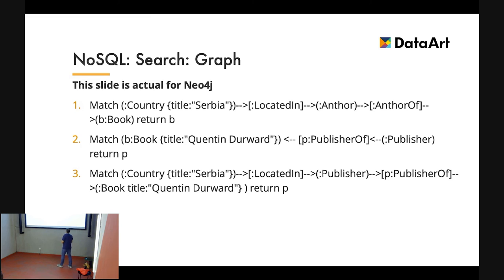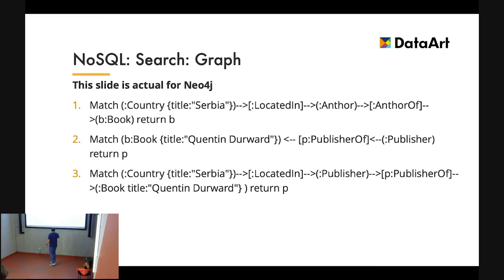Next, we will find a book by title. After it, we will use an inner relationship publisher of. After it, we will use an inner relationship to the publisher. And after it, we will return the relationship publisher of. I think this relationship will have all the data we need.